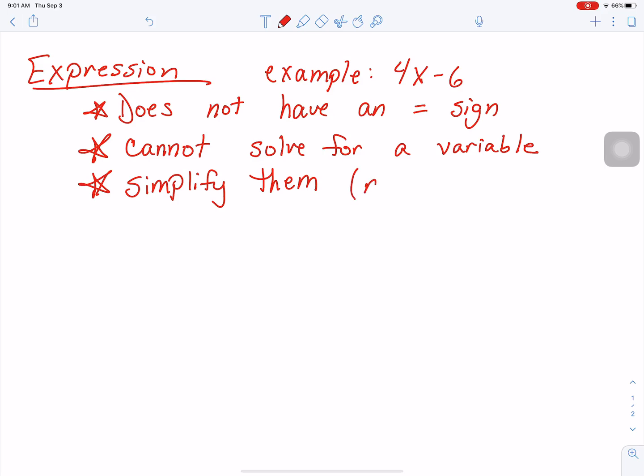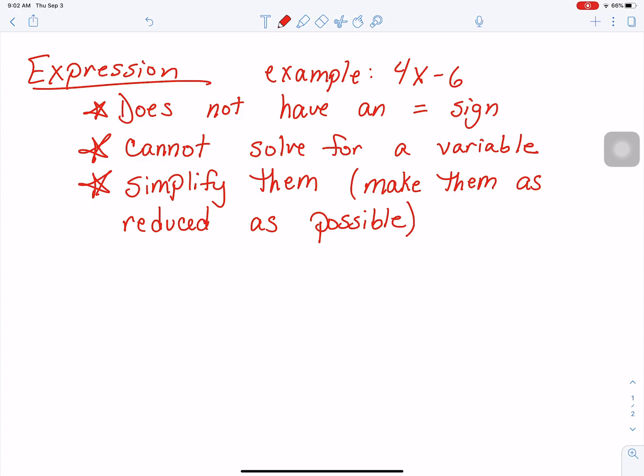So an expression means I can't solve because there's no equal sign, and we just simplify them, which means make them as reduced as possible. That one is as reduced as possible. We're going to look at like terms next. That's going to be why that's as reduced as possible.